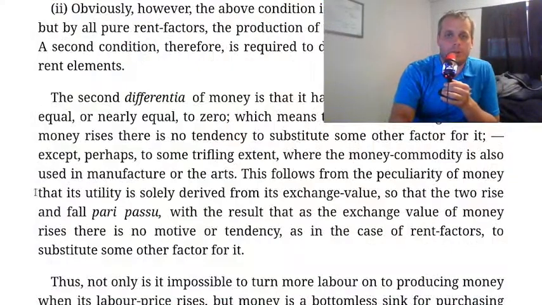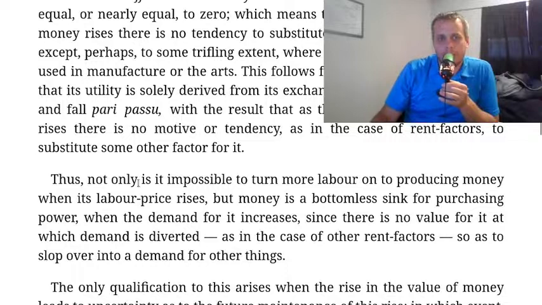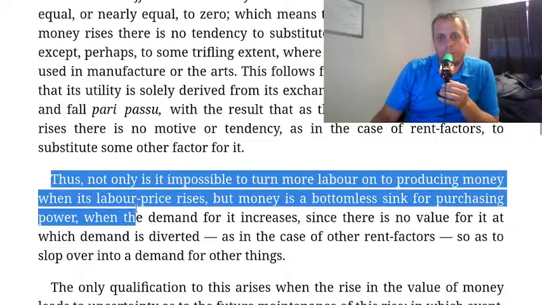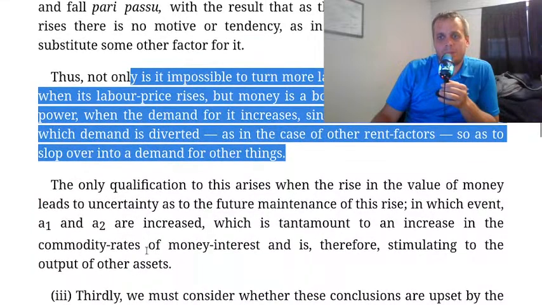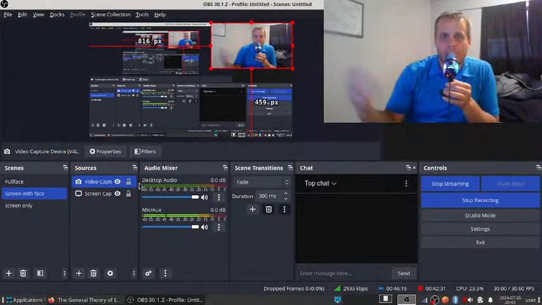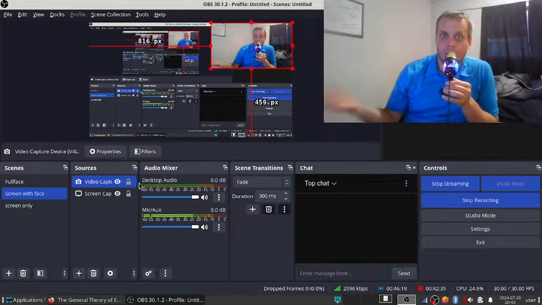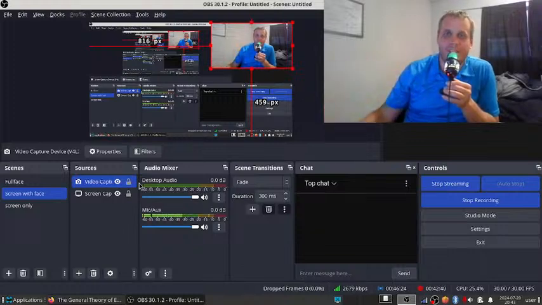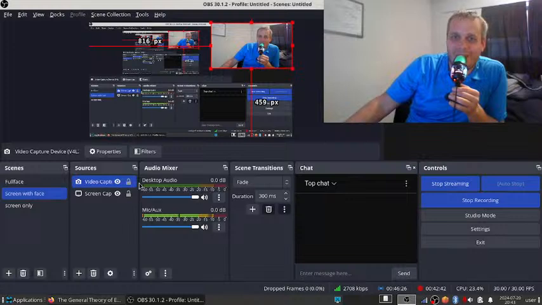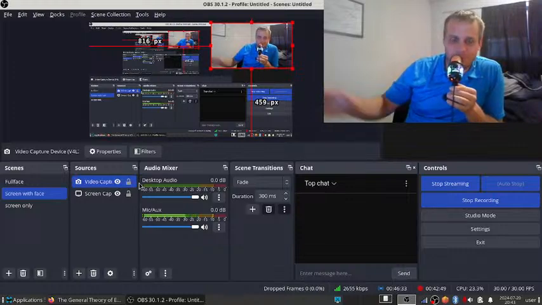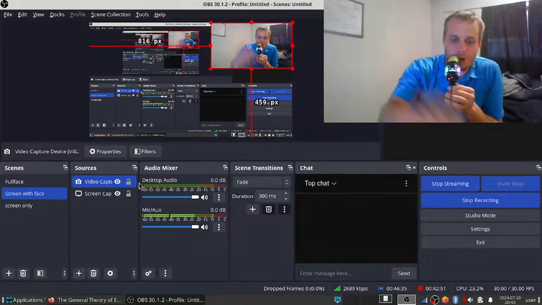Okay, simple enough there. Not only is it impossible to turn more labor onto producing money when its labor price rises, but money is a bottomless sink for purchasing power. Desire to save can be unbounded. That's all he's saying, which is Mosler. Straight Mosler. Even though Mosler came after, it's the same idea. The deficit is just determined by the private sector's desire to save, which can be arbitrarily high.